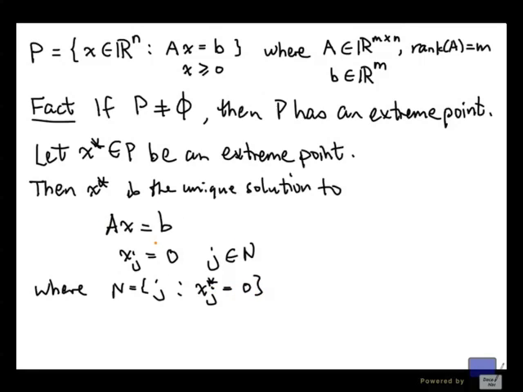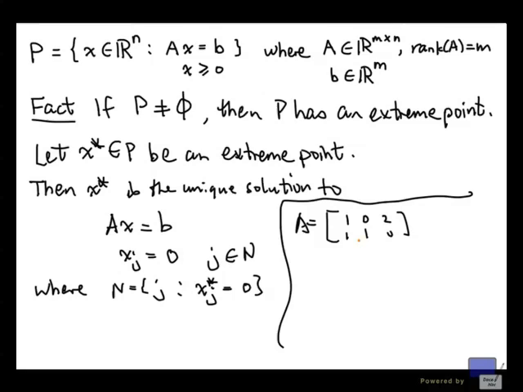Let's look at this system more closely. We are setting xj to 0 for all j in N. So basically, we can knock out all the xj variables in this system up here. So say my A is like this, and say N is 2 and 3. So if we set x2 to 0 and x3 to 0, the first column times x1 must be equal to the right hand side b.